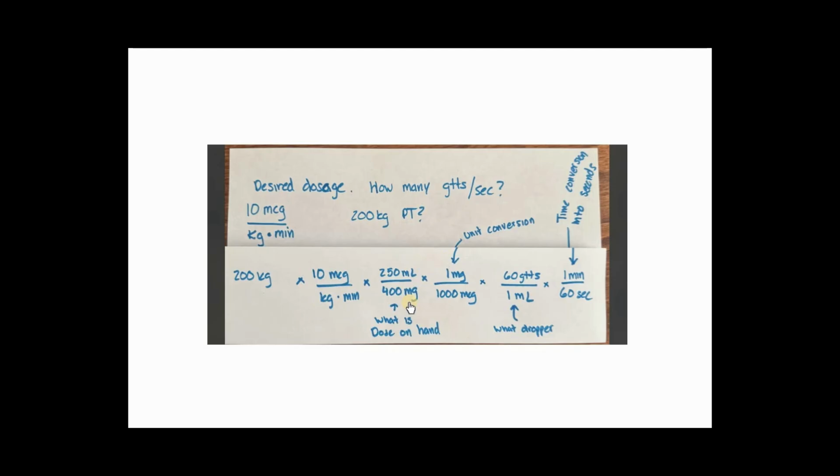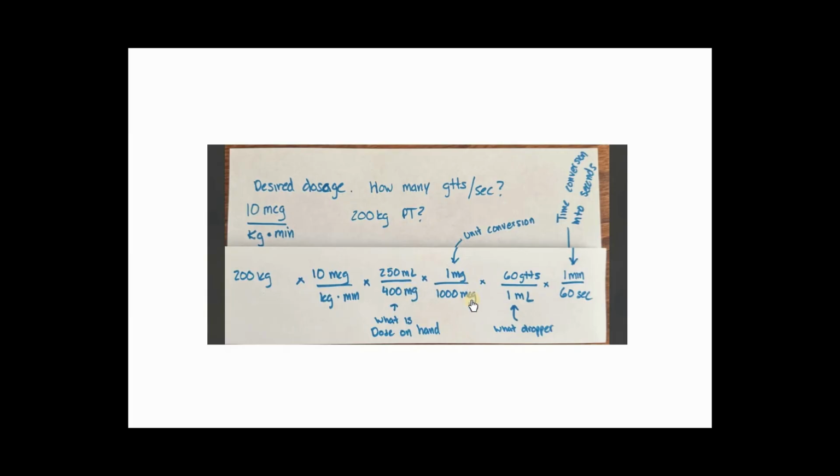The 250 divided by 400 is your dose on hand, also called concentration. But we don't express concentration this way. It's not milliliters per milligram. It's the other way around. It's milligrams per milliliter. So you should get used to putting the drug units on top and the volume on the bottom in order to get your concentration.